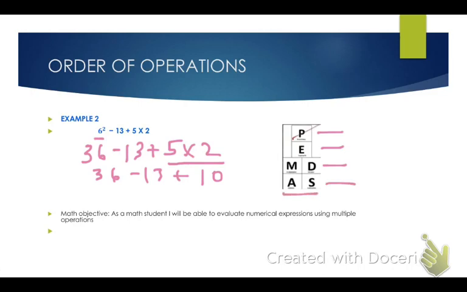How about add, subtract? Yes, we do. Which direction is it going? Left to right. Left to right, ladies and gentlemen. All right, 36 minus 13 is 23. And 23 plus 10 is 33. Congratulations, ladies and gentlemen. We got to the end of that one. Always remember, follow this PEMDAS like I have it here in the hopscotch, and you will be more successful.